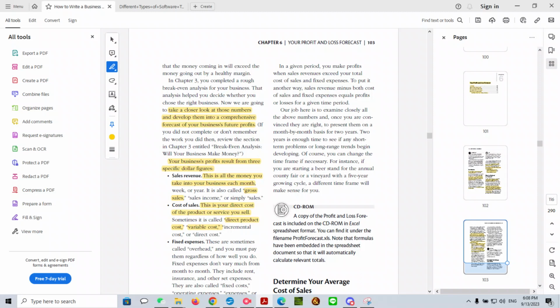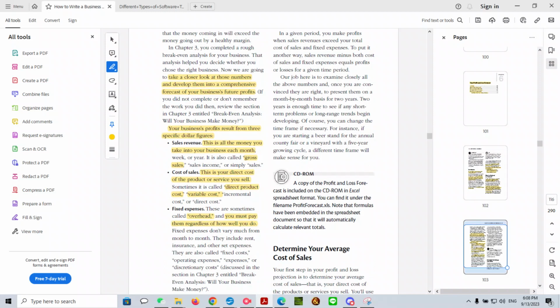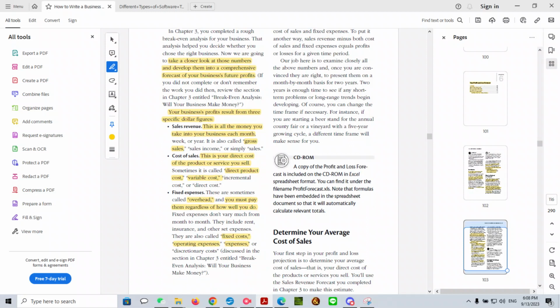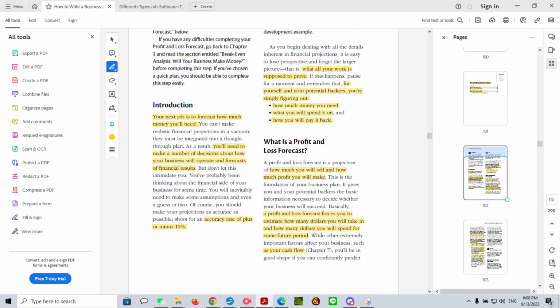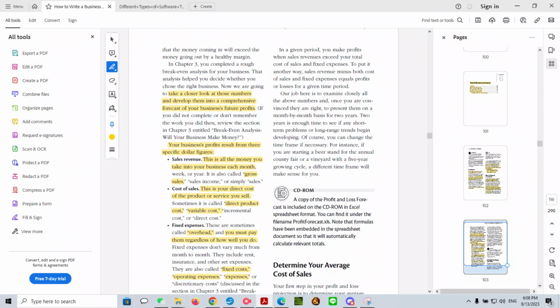Now, as I said before, we also have the fixed expenses. These are expenses that don't change from month to month. These are sometimes called overhead, as I mentioned before. You must pay them regardless of how well you do. Fixed expenses don't vary much from month to month. They include rent, insurance, all fixed costs or fixed expenses, otherwise known as operating expenses or expenses. These are different terminologies. And then we also have something called discretionary costs. That's another story. Those are talked about in chapter 3, will your business make money?